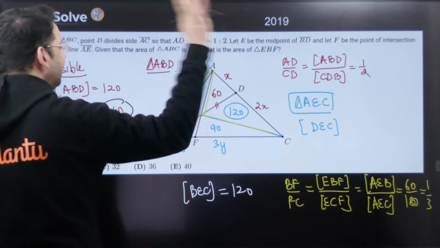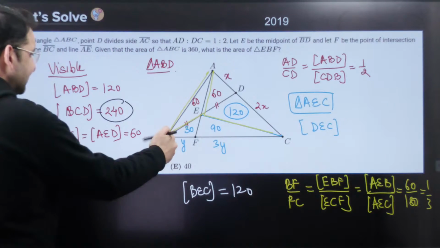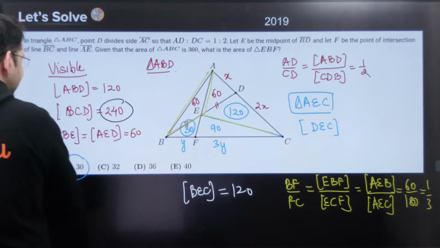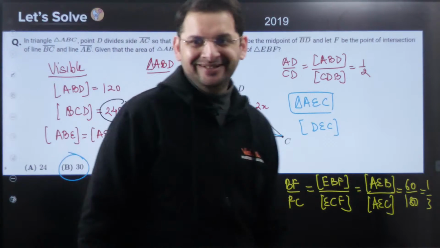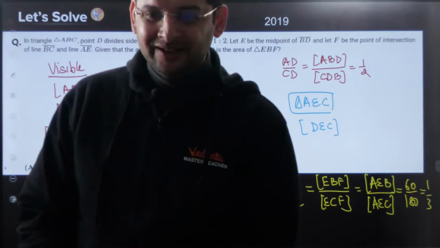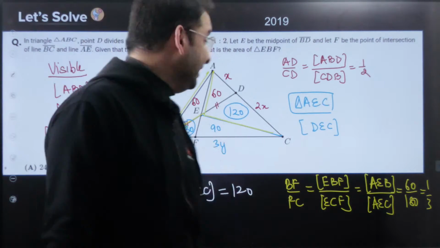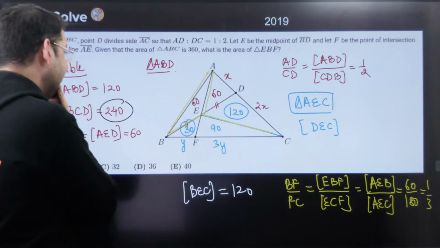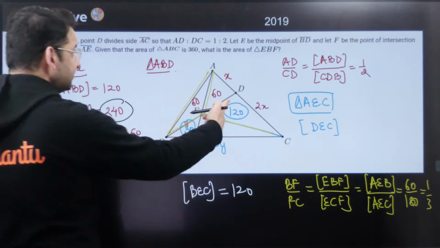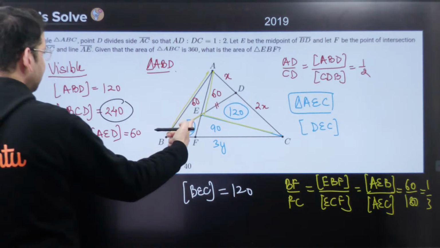So again we found out the area of every region, and this is what we wanted. So this area is going to be 30. 30 is going to be the correct answer to this. I hope this is clear. You can understand why ABE is equal to ADE: because E is the midpoint.